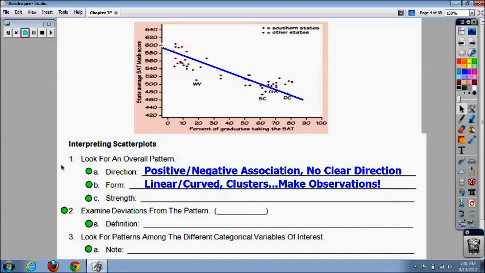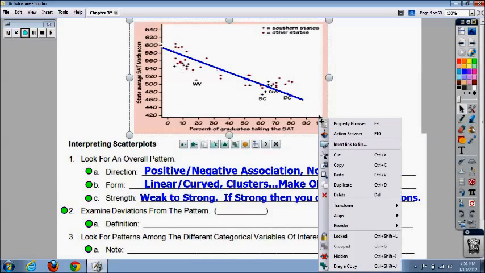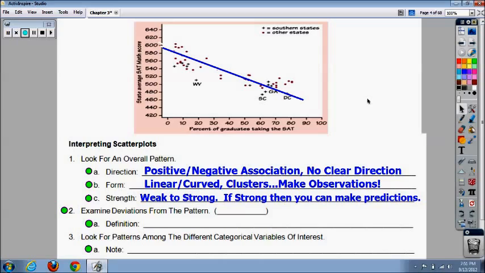The third thing in your overall pattern, besides direction and form, is strength. We're going to rate the strength of the scatterplot on a weak to strong scale. And if we can say that our scatterplot has a strong strength, then we can make pretty accurate predictions about other values. Like if we came along and said, here's our 50 states, and let's include Puerto Rico, the quote unquote 51st state, in here.